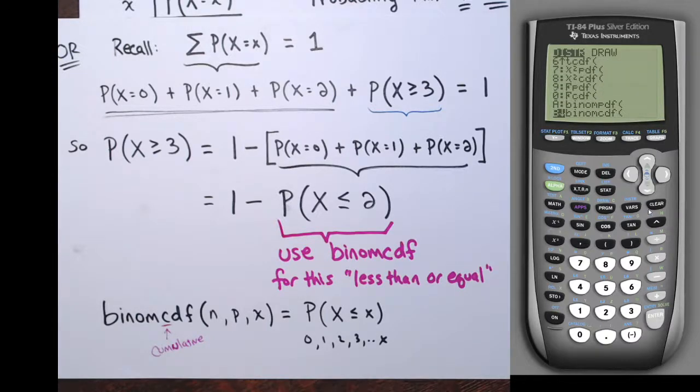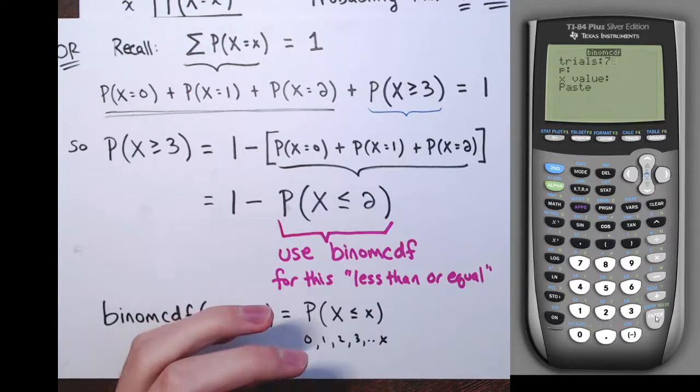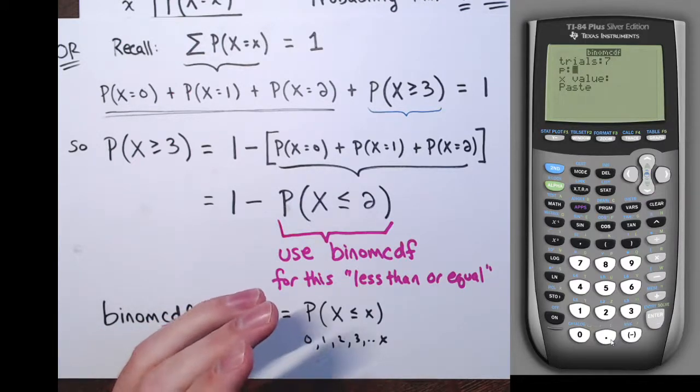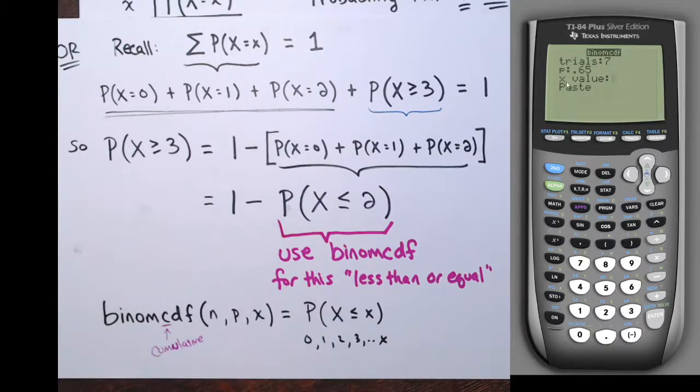See binomial CDF. Pull that up now again. Please pay attention to the difference at the top here, CDF versus PDF. Now it's the same stuff, 7 trials. The probability of success on each trial was 0.65. That's not changing. This x value I enter now though, this is what I want to add up to.